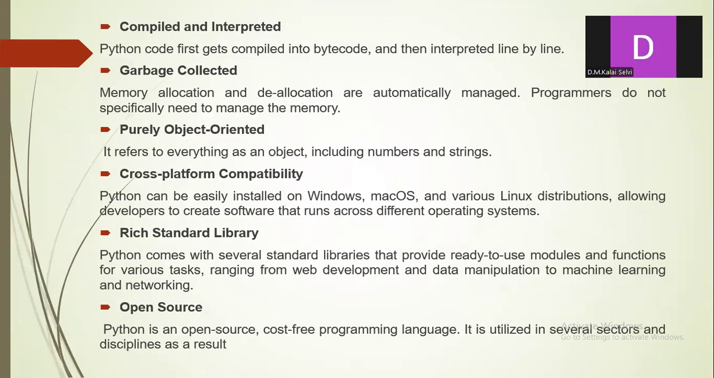Garbage collector: memory allocation and reallocation are automatically managed. In other languages it is not present, because it is upon the programmer to manage the memory. So it's purely object-oriented. Cross-platform compatibility: Python can be easily installed on Windows, Mac OS, or various other operating systems. So it allows developers to create software that runs across different operating systems.